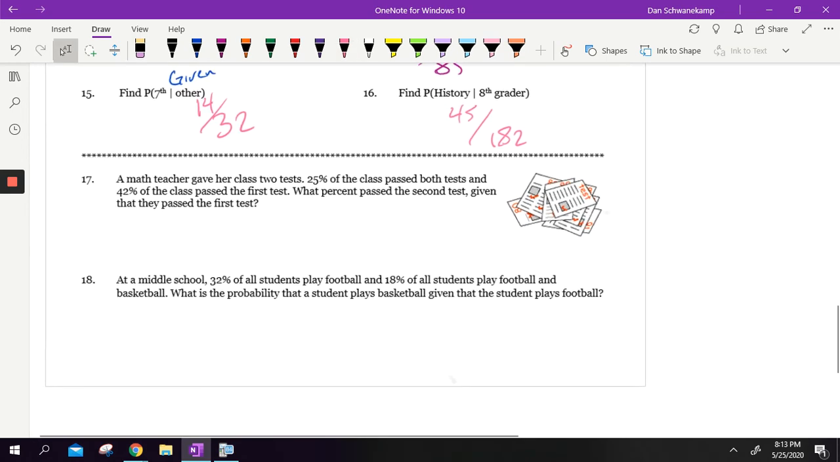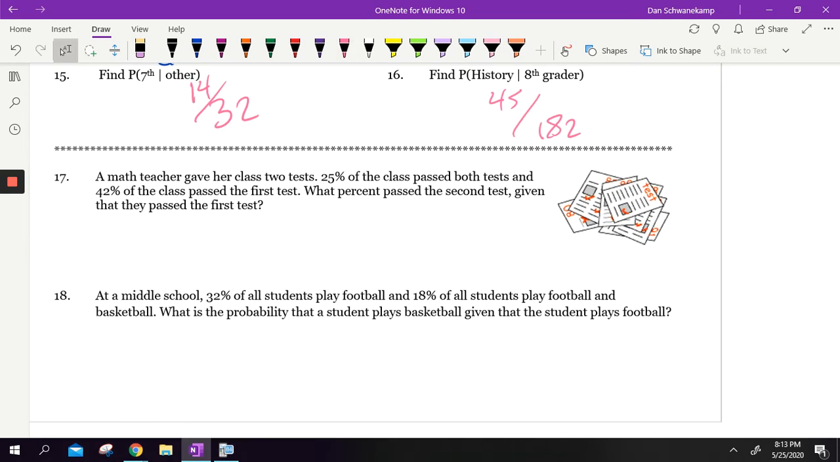A math teacher gives 2 tests. 25% of the class passes both tests, and 42% of the class passed the first test. What percent passed the second test, given that they passed the first test? So let's look at this. They gave 2 tests.